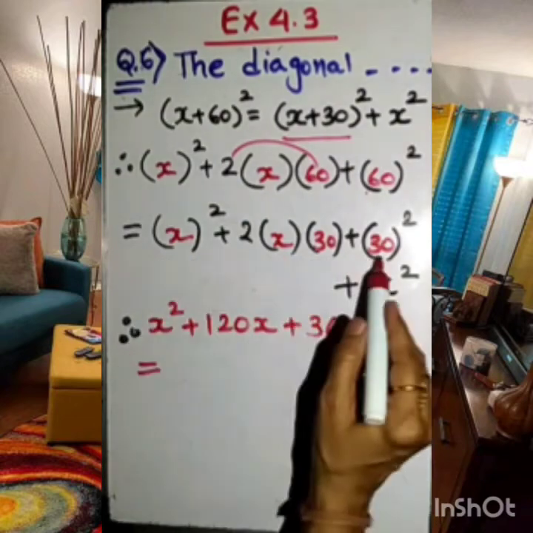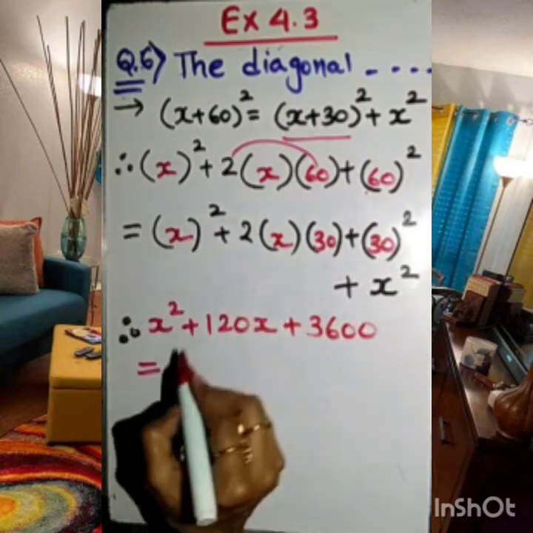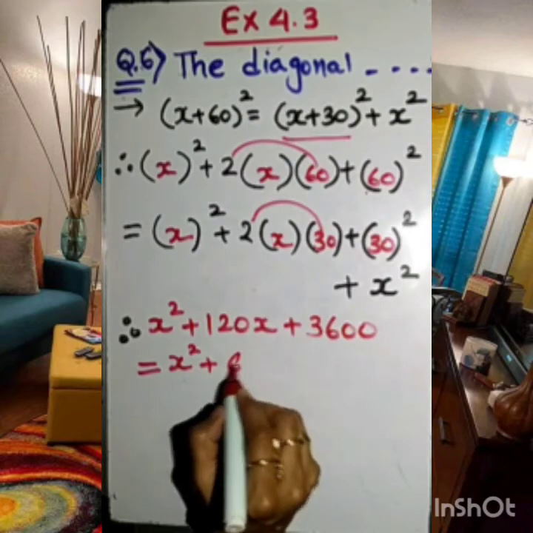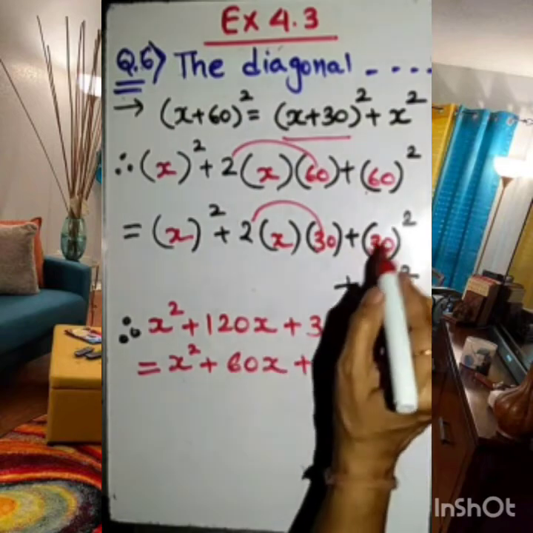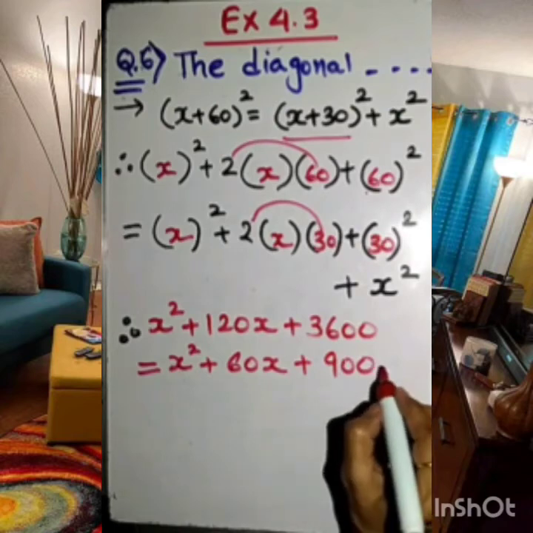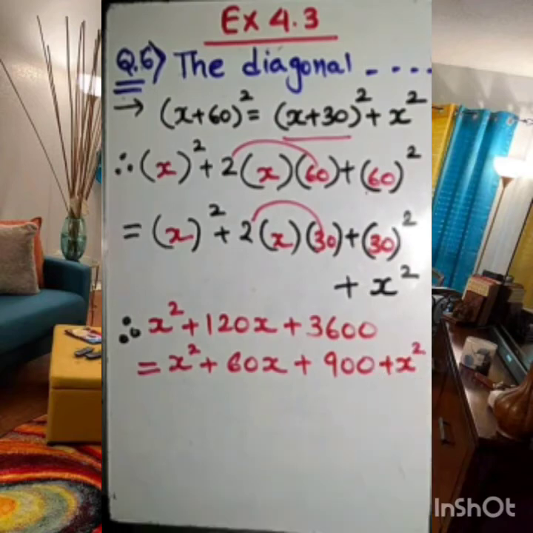Let's work out this side. x square plus 30 into 2, 60x. What about 30 square? 30 into 30 is 900, and plus x square. Got it? Now on both sides you can find x square, so it will be cancelled.